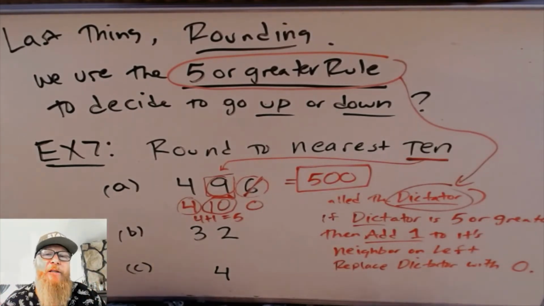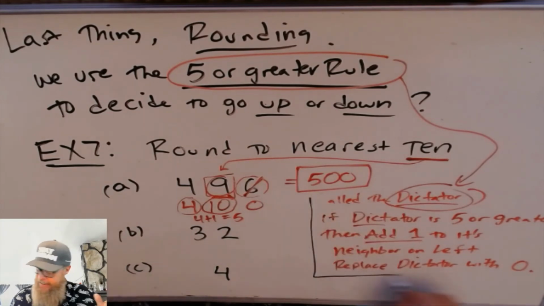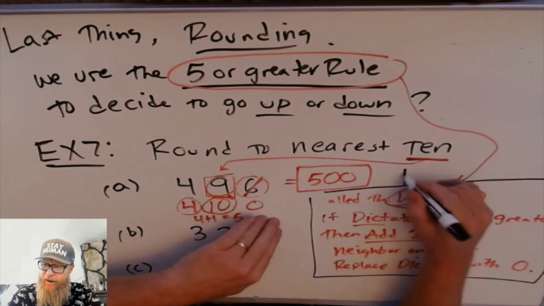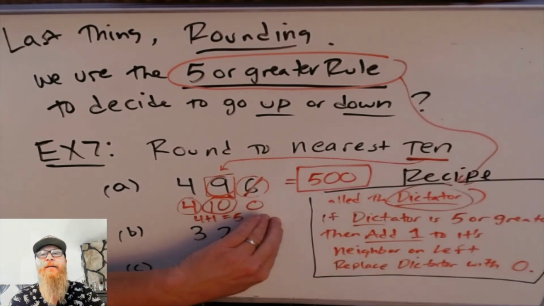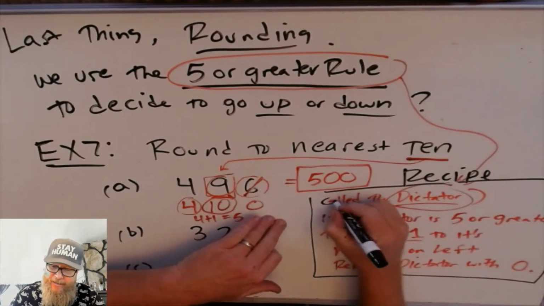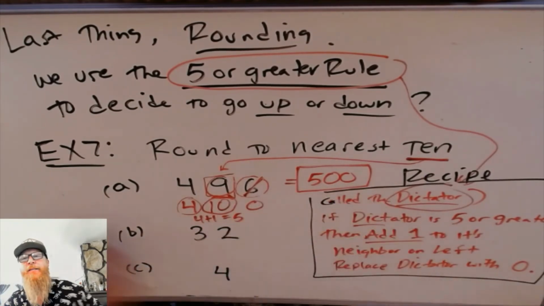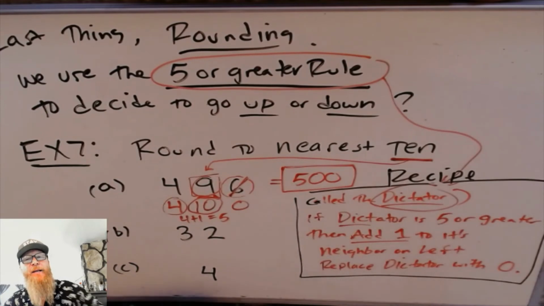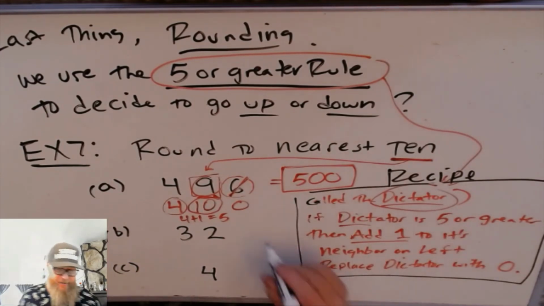That was a really long-winded explanation. That was because I want you to have the recipe. So this is the recipe, the dictator recipe. Now that you have this recipe down, we can go through these a lot faster now.